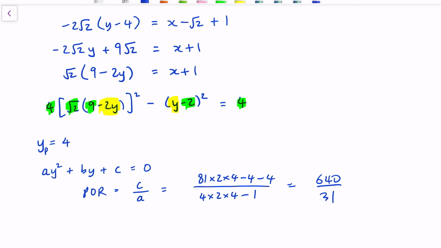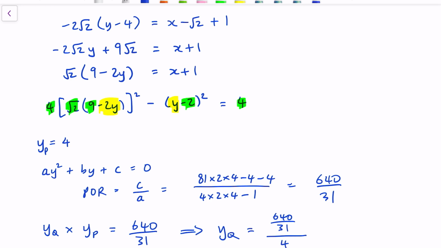And now that I've found the product of the roots, I go back to the fact that I only wanted the y value of Q, and yQ times yP is equal to 640 over 31. So yQ must be the product of the roots, 640 over 31, all divided by yP, which is 4. If you work that out, it comes out to be 160 over 31.